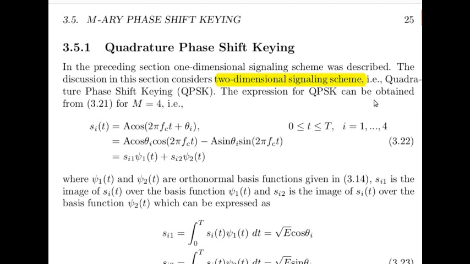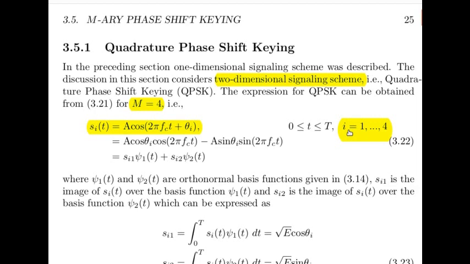The expression for QPSK can be obtained from equation 3.21 for M equals 4. If you observe equation 3.21, it is actually the same as this equation, but here you have i from 1 to M, and we have fixed M over here, which is 4 now. In our case, our M is 4, so for QPSK signaling, M equals 4 represents that we have 4 unique symbols or signals.